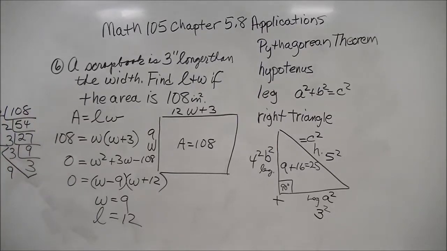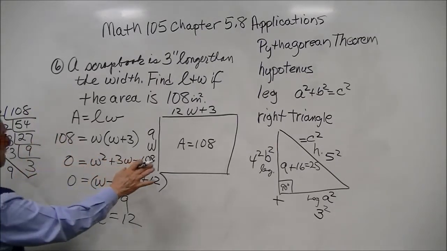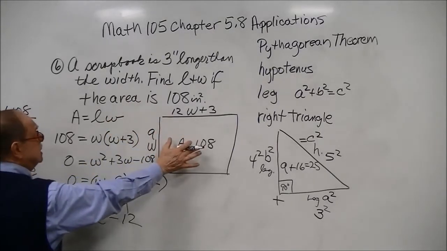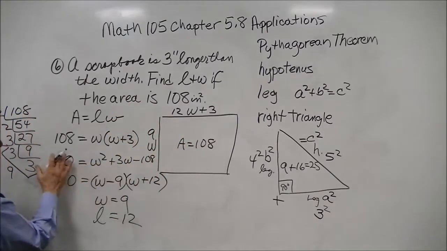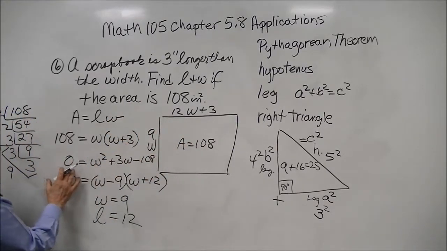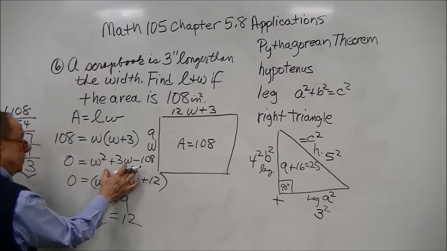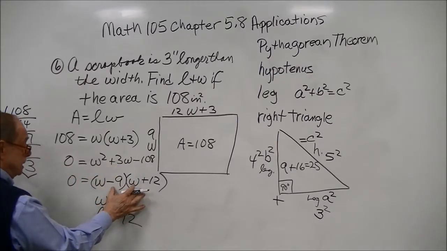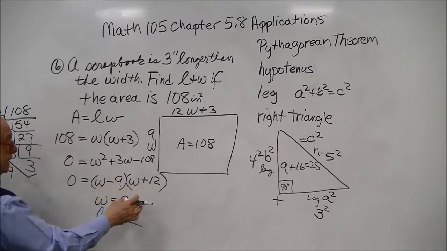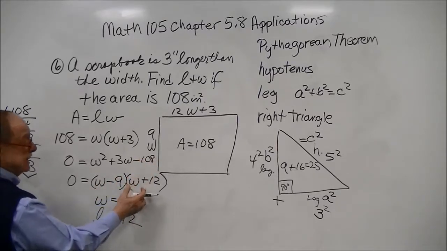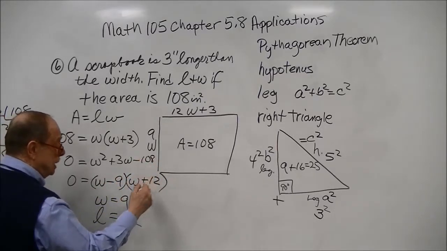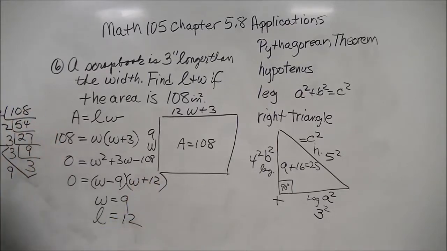And how did we find it? Well, we made a diagram. We put our information into the diagram. We got our formula. We put our formula into standard form. We factored it, equated each of these. And by the way, there's no such thing as a negative 12 width, so we sort of reject that answer. And there we get a 12 and a 9 and a 12. And we use this technique to help us factor it.